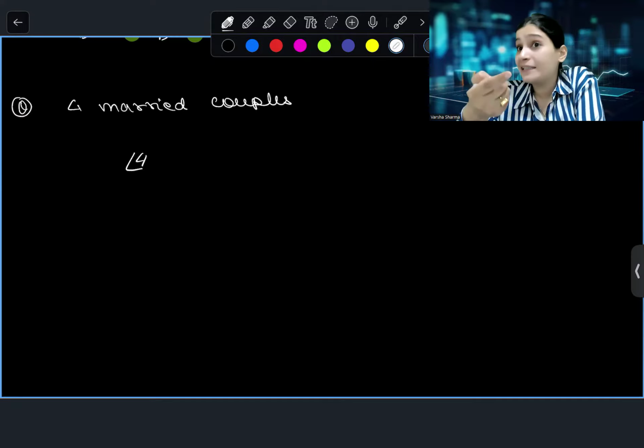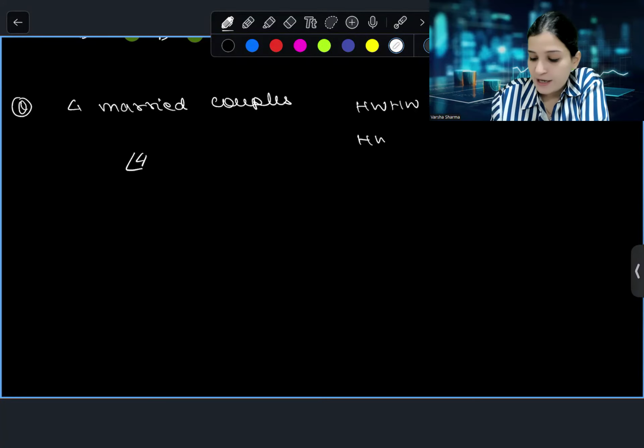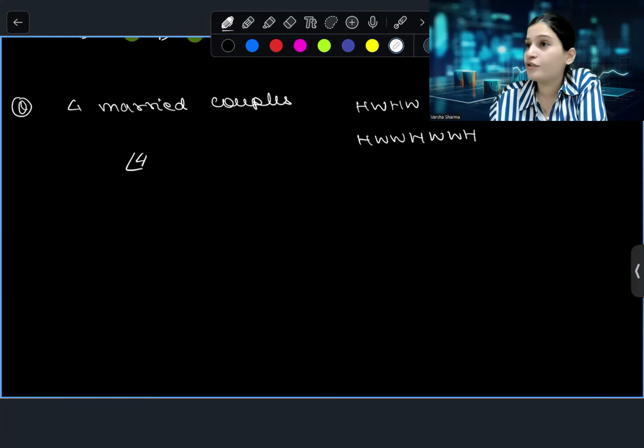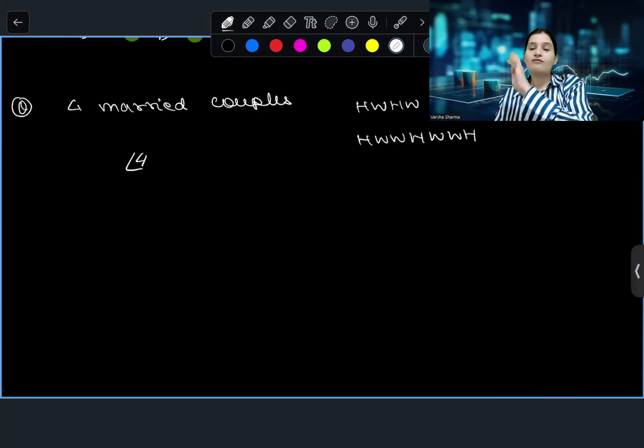Now they have to stay together. But it can happen that it is husband, wife, or wife, husband. In this way also they can sit, right? So the couples have to sit together, but they can arrange left, right among themselves. So C1, C2, C3, C4, 4 couples can be arranged in 4 factorial ways.